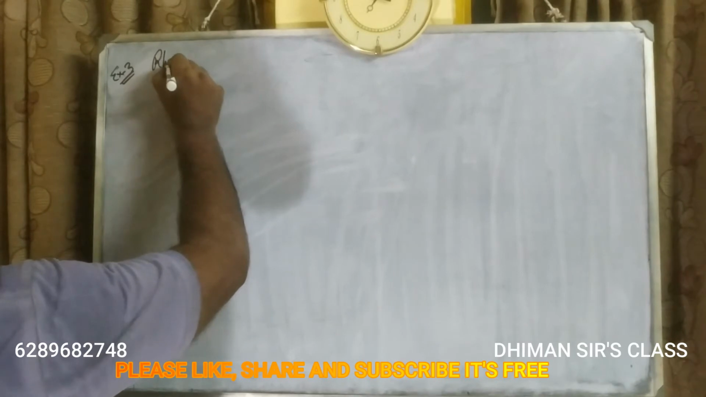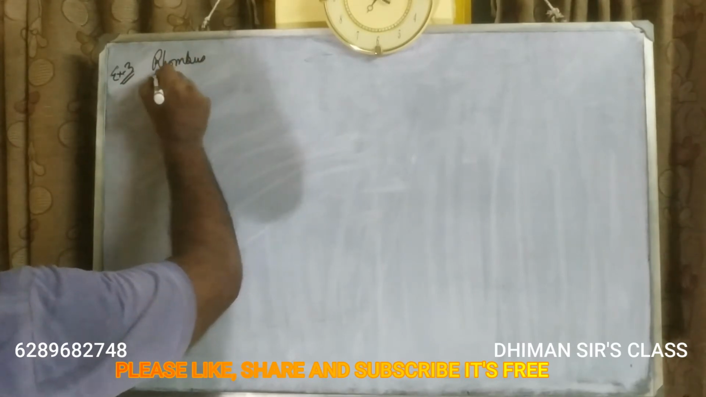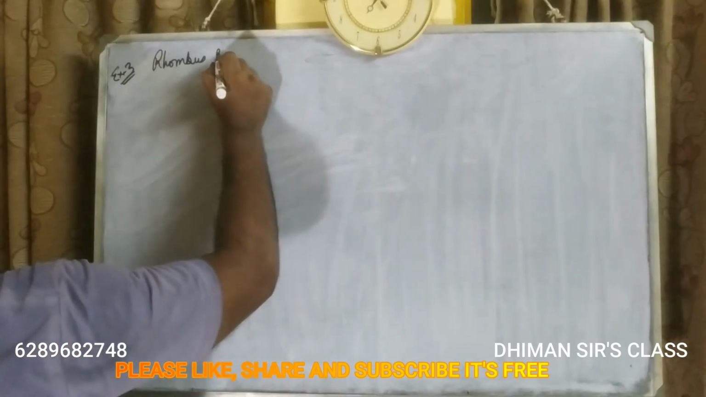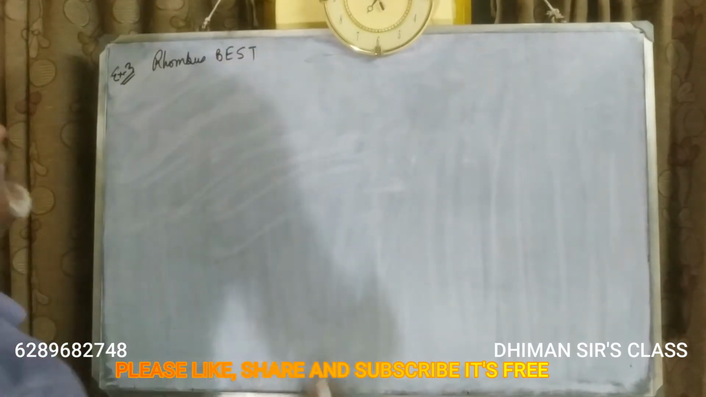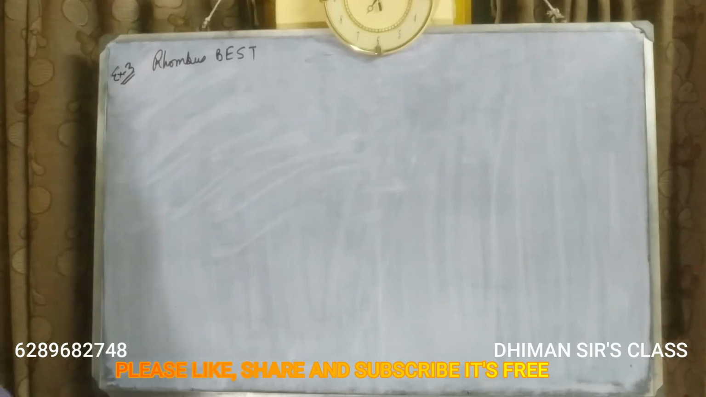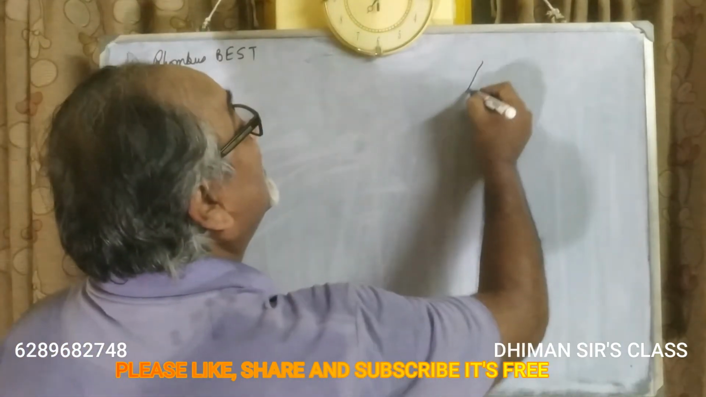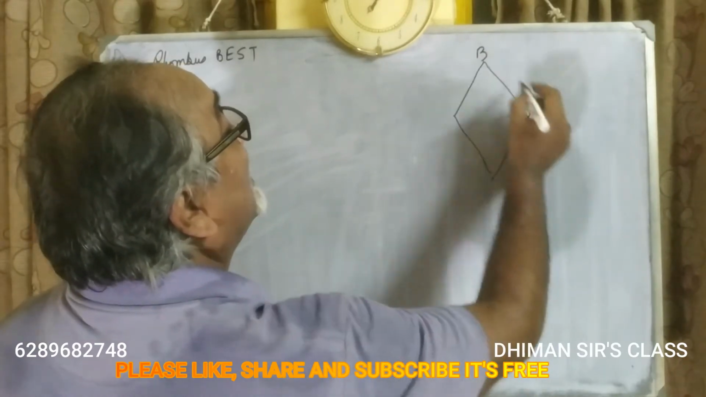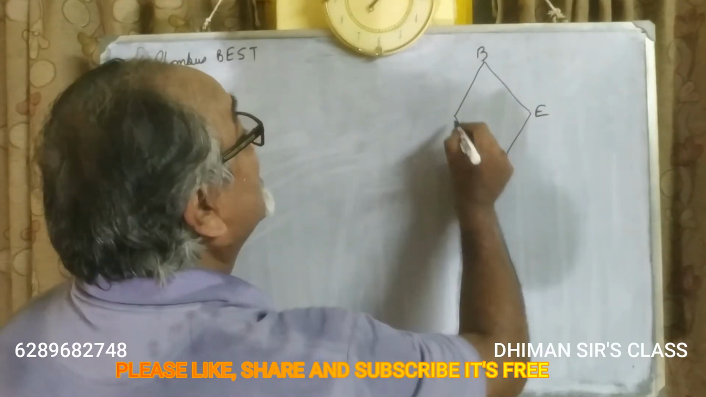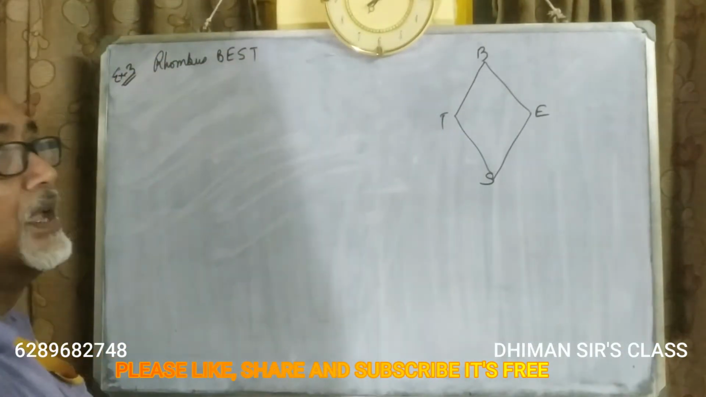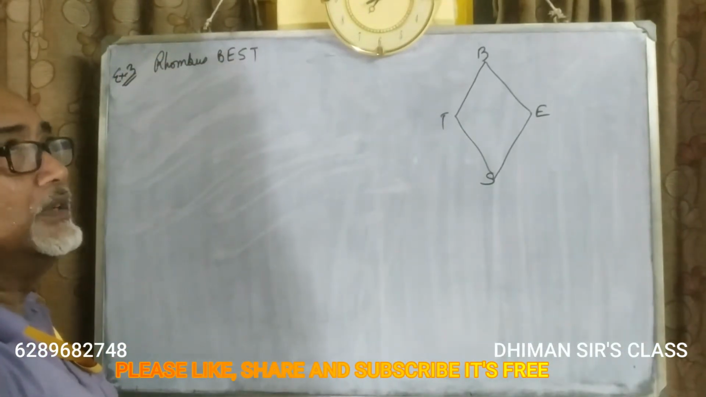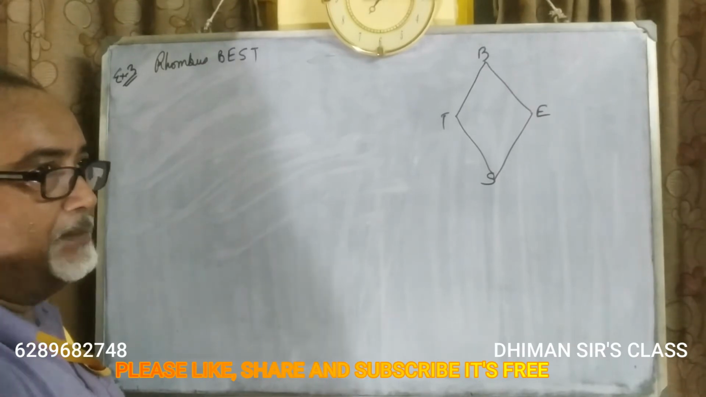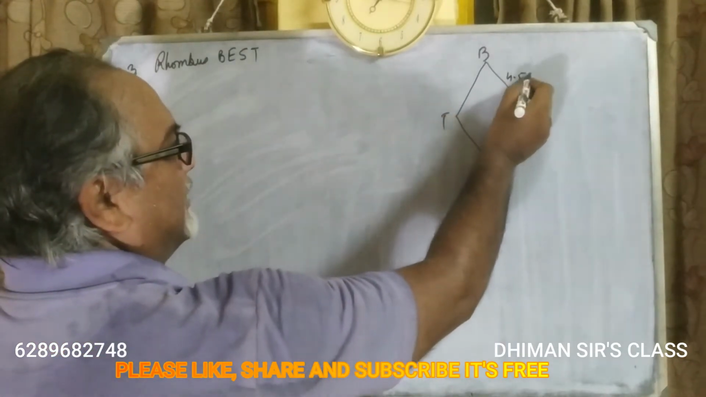Rhombus, let it be BEST. Rhombus BEST. So let us draw the diagram. Rough one. This is BEST. Okay. Now, according to the question, suppose if it is given to us as, say BE is 4.5 centimeter.